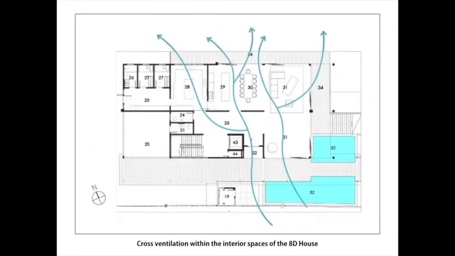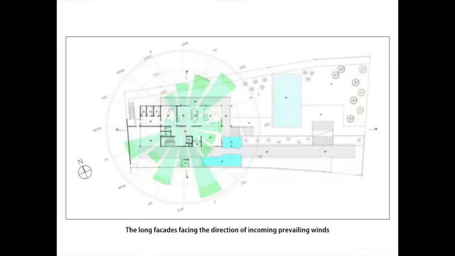Along with that, cross-ventilation is made possible through the various openings that can be found within the interior spaces of the 8D house. And finally, the long facades facing the direction of incoming prevailing winds ensure that the house receives good ventilation.